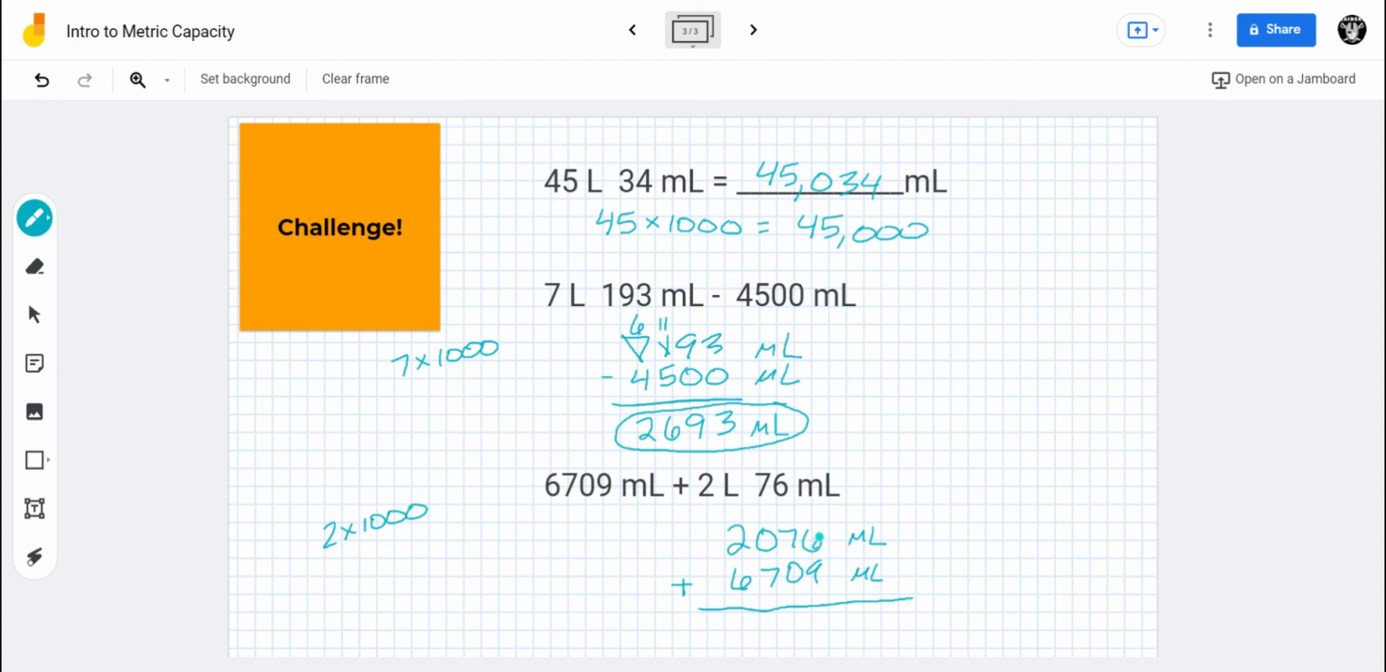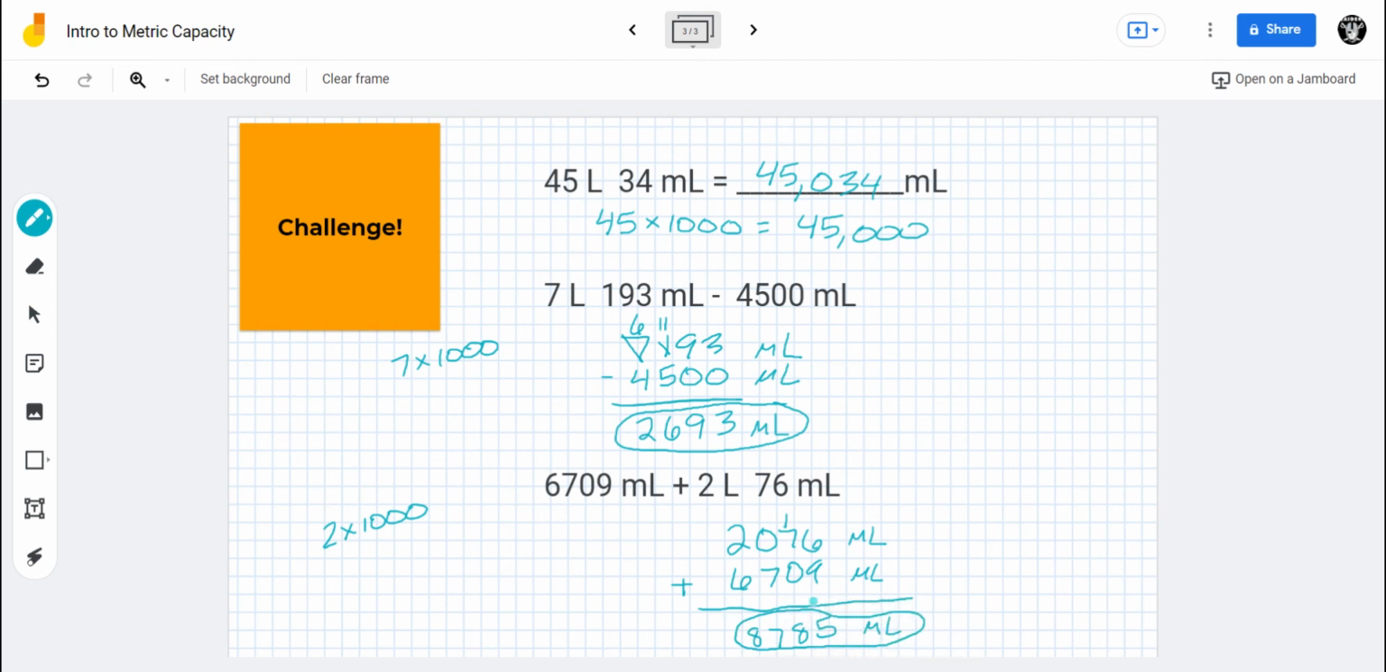So now I can go ahead and add. 6 plus 9 is 15. I'm going to carry that 1. And I'm going to say 1 plus 7 plus 0 is 8. And then I have a 0 plus 7 and a 2 plus 6. And I have 8,785 milliliters as my answer. And once again, I will go ahead and circle that answer.